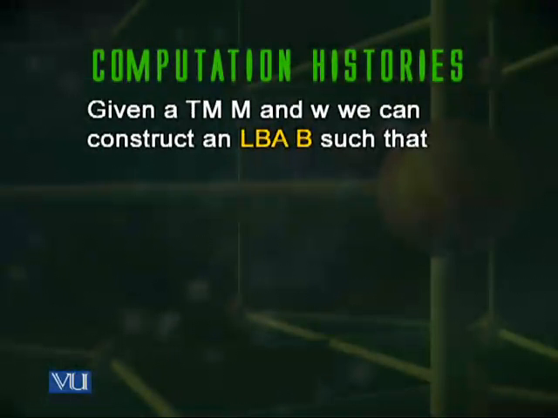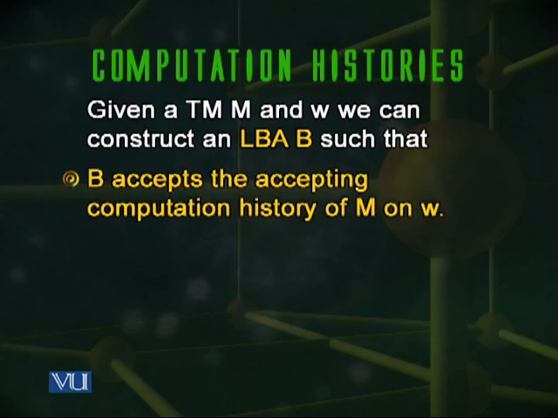Now we will define a linear bounded automata which will only accept the accepting computation histories of a Turing machine M on W. Suppose you give me a Turing machine M and W, we will construct a linear bounded automata B such that B accepts the accepting computation histories of M on W. Actually, we will accept the encodings of all accepting computation histories of M on W. Let's look at how this linear bounded automata will look.